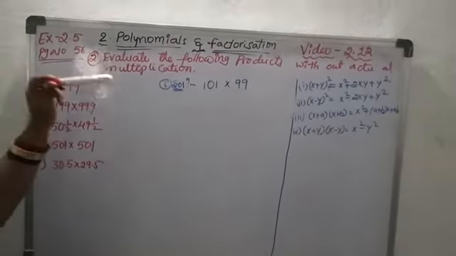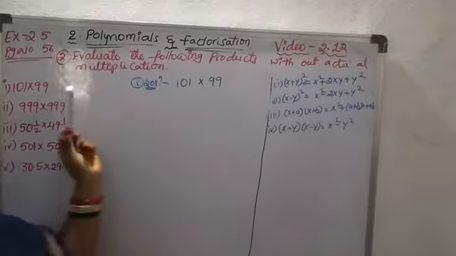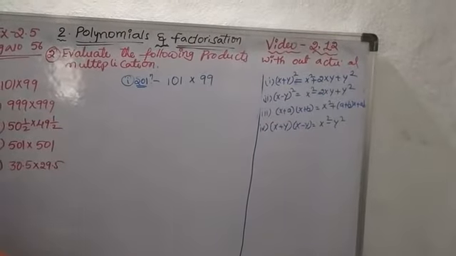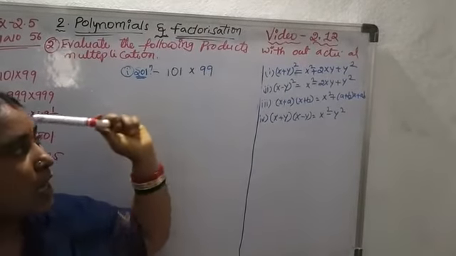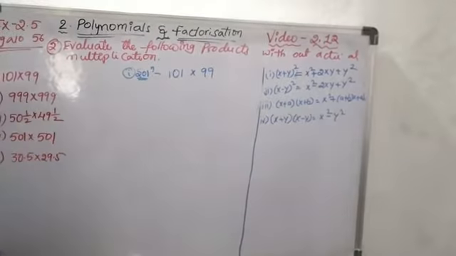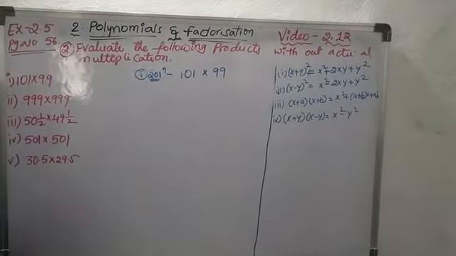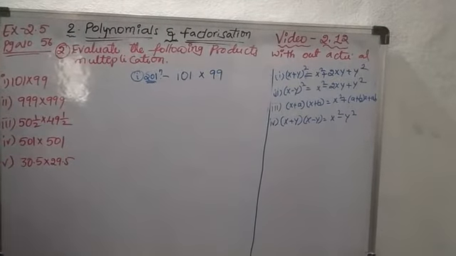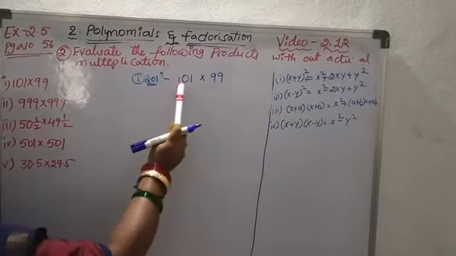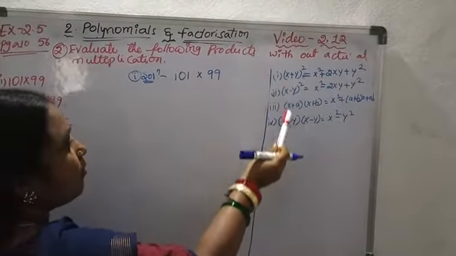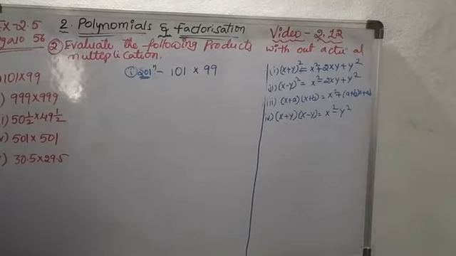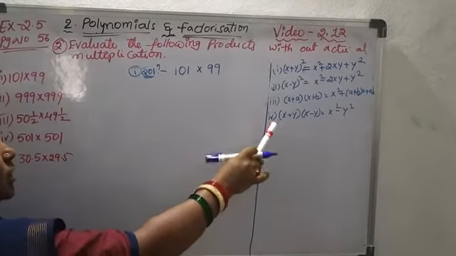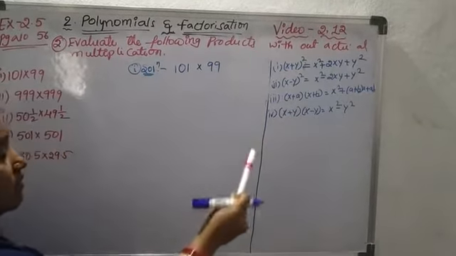But in the question, they mention not to do the multiplication method, but to multiply through the algebraic identities. So here 101 into 99 is given. Now we have to express these two terms in the form of either x plus y, or x minus y, or x plus a into x plus b, or x plus y into x minus y, like that.